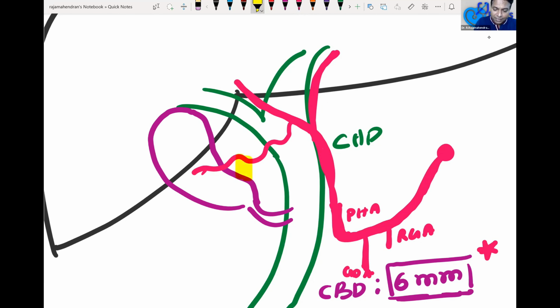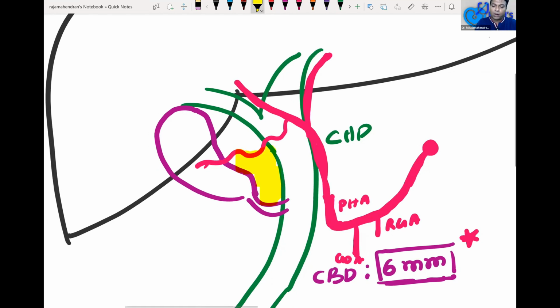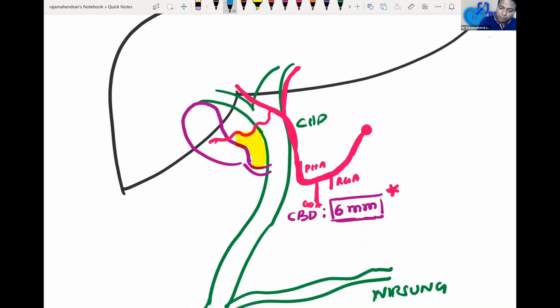So please don't forget, a triangle is formed here. This triangle, the yellow color picture I've made here, is formed by the cystic duct, common hepatic duct, and cystic artery. This triangle is known as Kellogg's triangle.